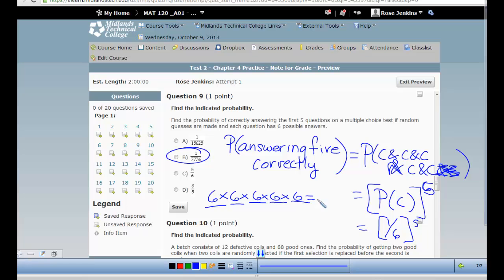Then we ask, well, okay, fine. If there are 7,776 ways to fill this form out, these 5 questions, how many of those result in all 5 of them being answered correctly?